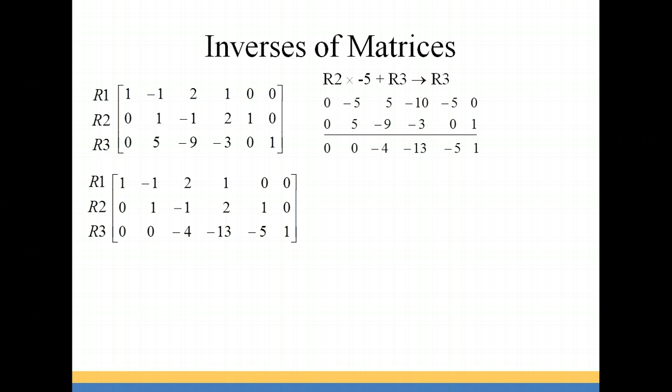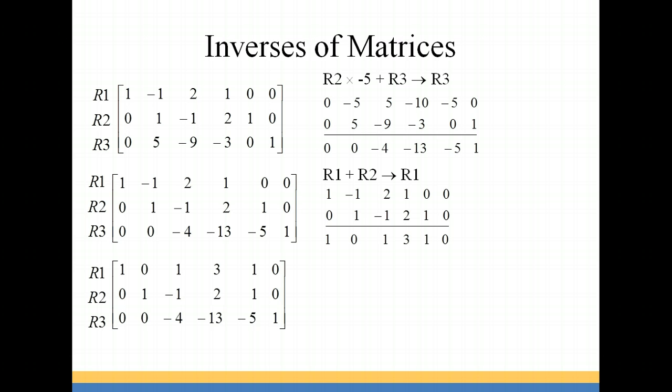Now we also need to have the first row to be a 0 in the second position. So we're going to add row 1 and row 2 together and put the result back into row 1. So adding them together we get 1, 0, 1, 3, 1, 0. And again, creating a new matrix by replacing row 1.